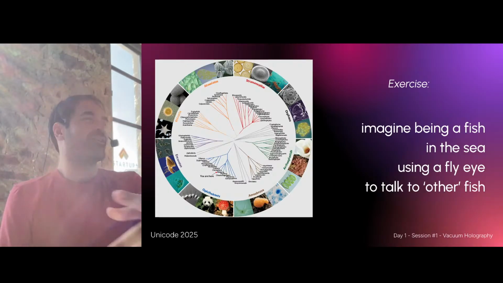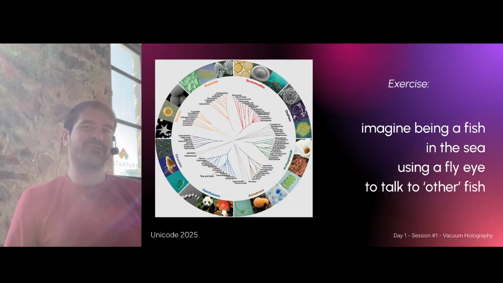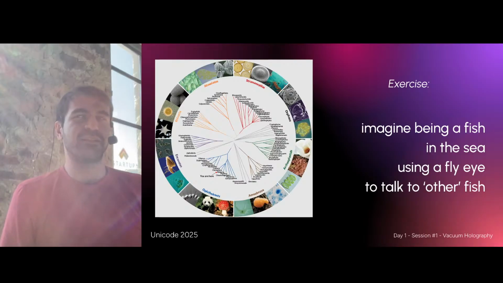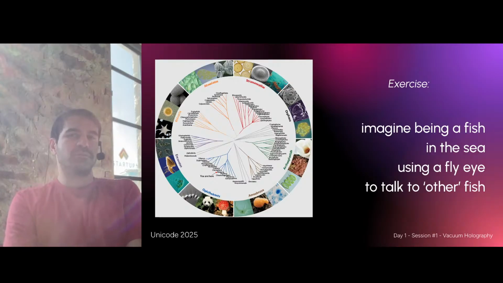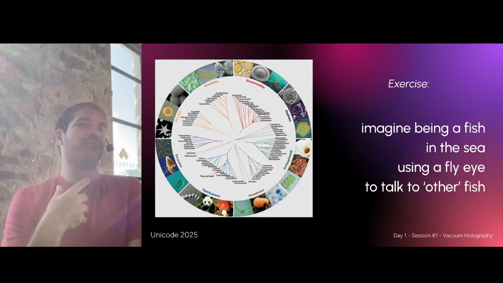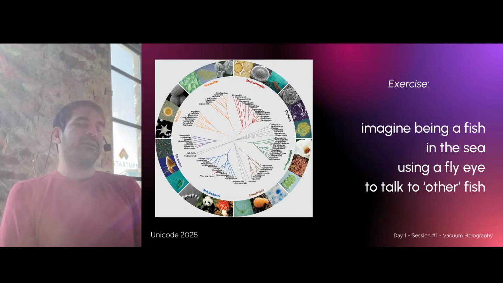And here's another exercise on the next one. Same abiogenesis, a different visual of the same concept. The exercise is also a different exercise of the same concept, which is what I want you to try to do now: try to imagine being a fish in the sea.